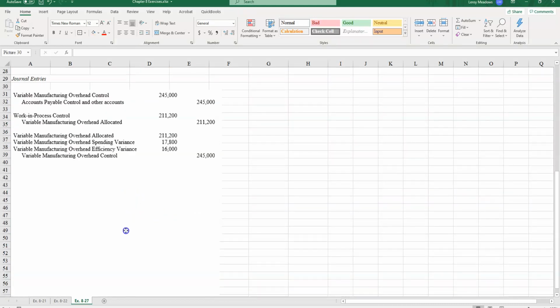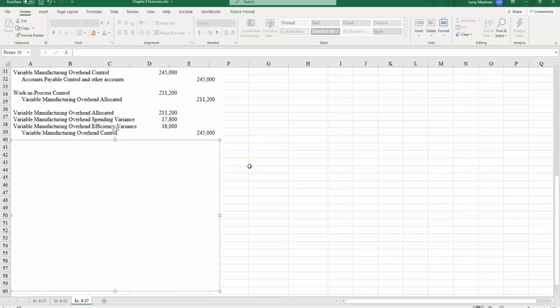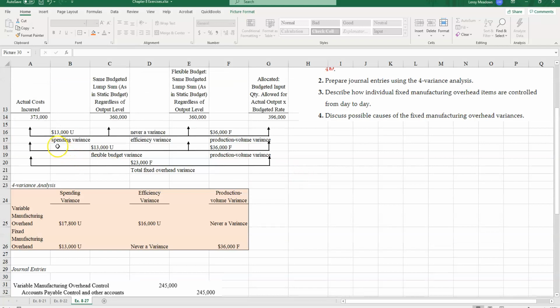So now let's take a look at this entry. What am I doing with this entry? I'm just simply closing out all my variable manufacturing overhead accounts: the overhead control, the overhead allocated, and my spending and efficiency variance. And when I do that, I'll be good to go with that. So now let's take a look at my fixed manufacturing. Here I am debiting fixed manufacturing overhead control for my actual cost of $373,000.